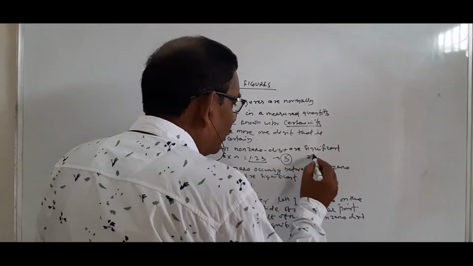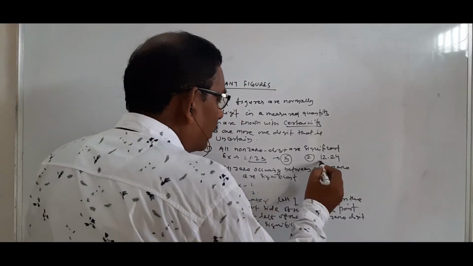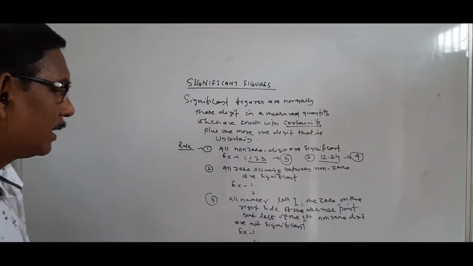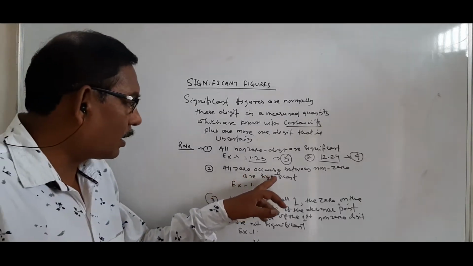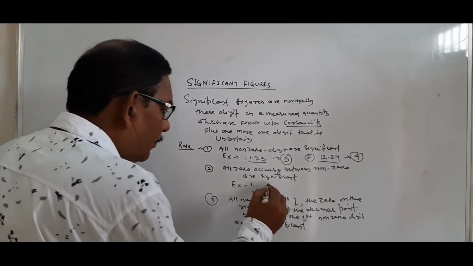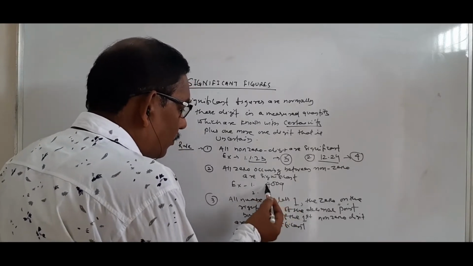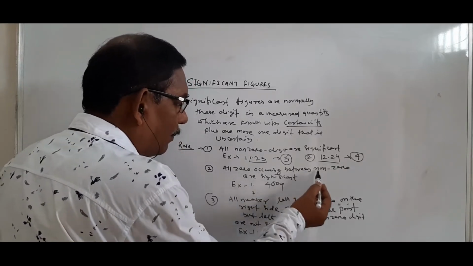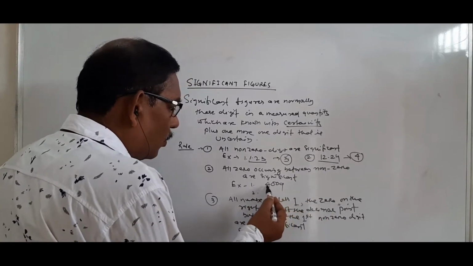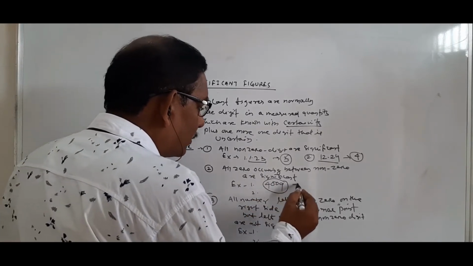Similarly, take another example, 12.24. Here the number of significant digits is 4. Clear? Next one: all zeros occurring between non-zero digits are significant. So, take an example, 4009. All zeros occurring between non-zero digits are significant. So in this example, 4009, there are 4 significant figures.